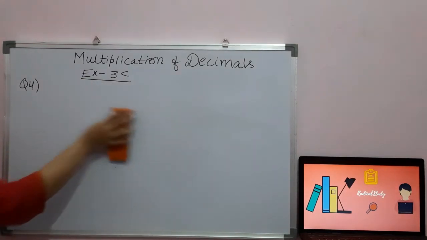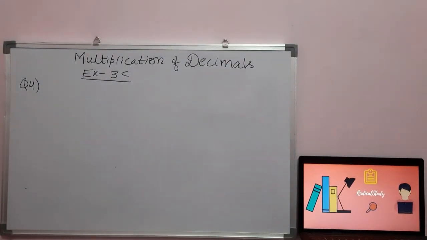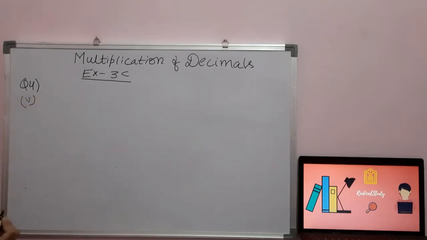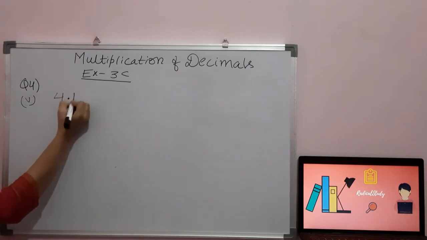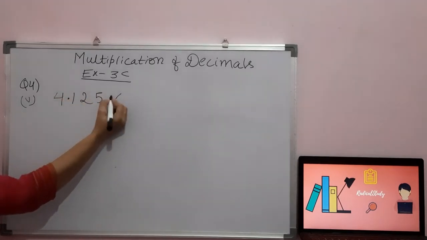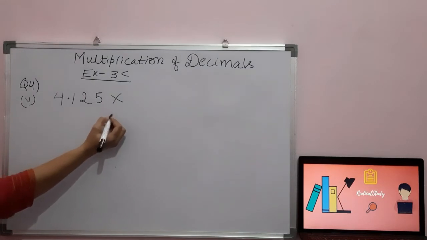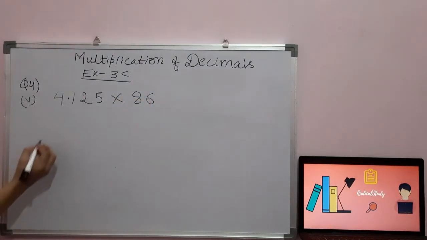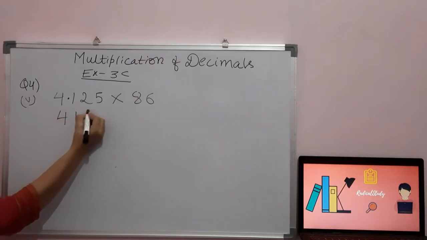Now I am going to solve the fifth option of this question number 4. जो options मुझे ऐसा लगा can be difficult for you, I have solved only those options. So the fifth option I am going to solve it for you. So in this option we have to multiply 4.125 with the number 86. हमें किससे मल्टीप्लाई करना है? With the number 86.